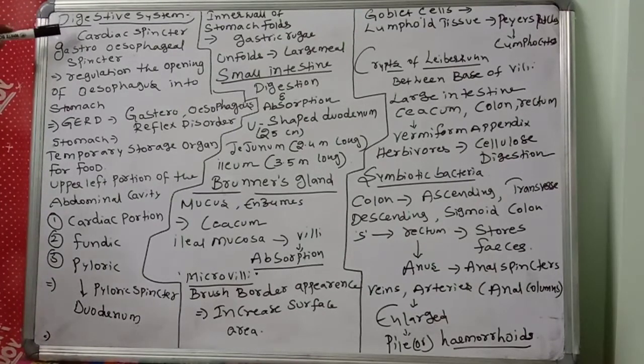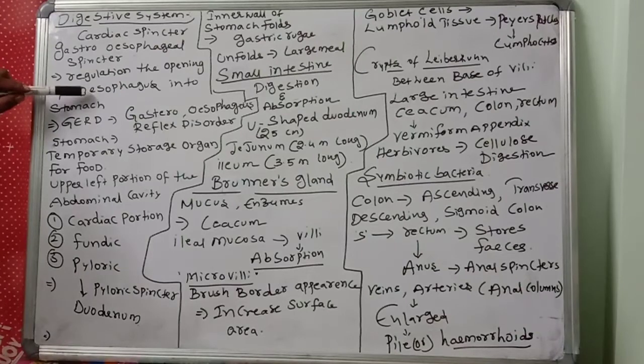The esophagus is a thin, long muscular tube concerned with the conduction of the food. Esophagus main function, what? Conduction of the food. Okay, the esophagus mainly passes the food. It's a muscular structure. It shows peristaltic movements.